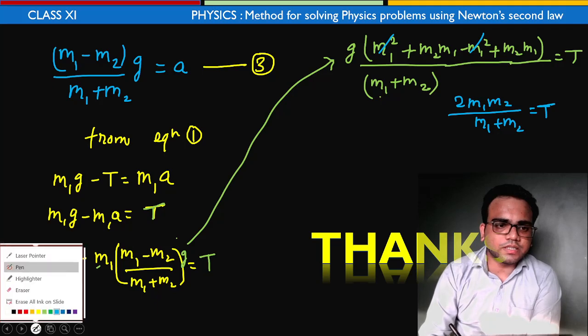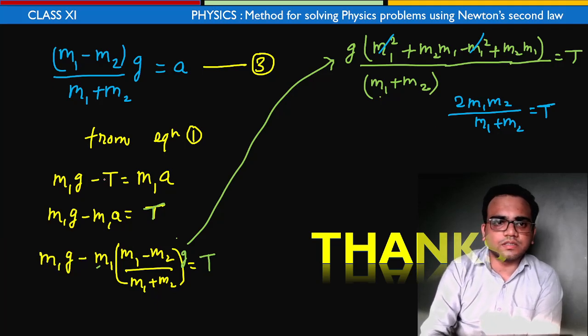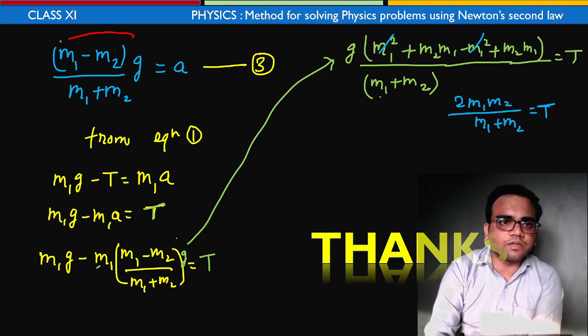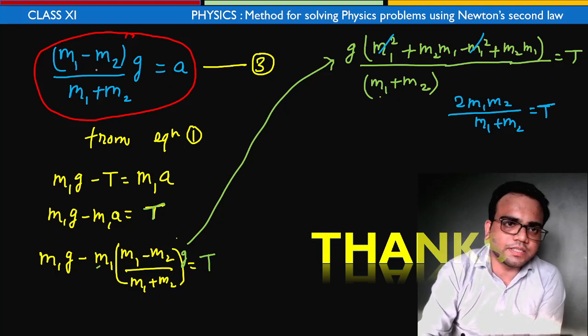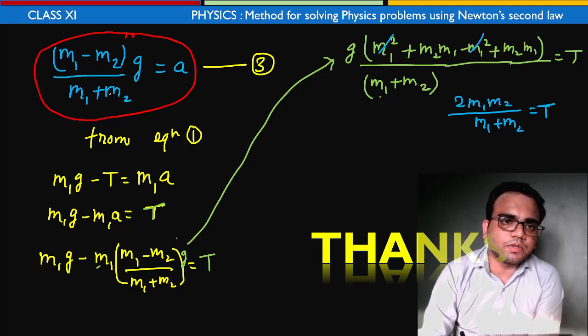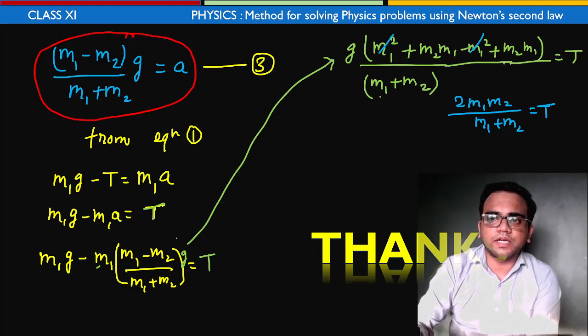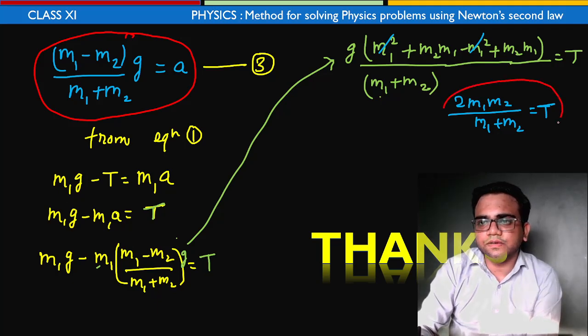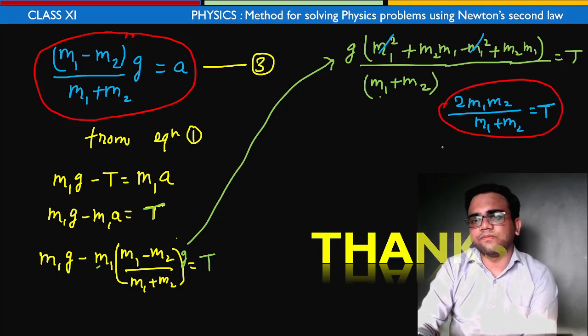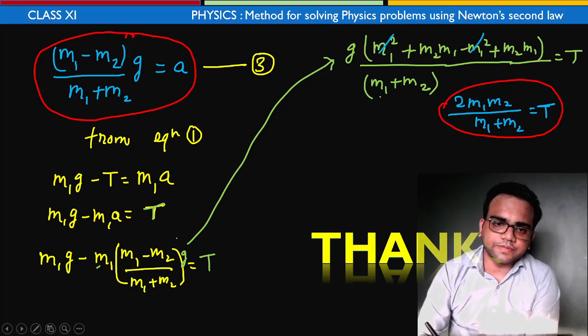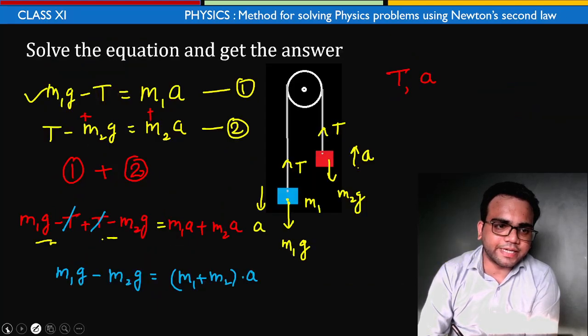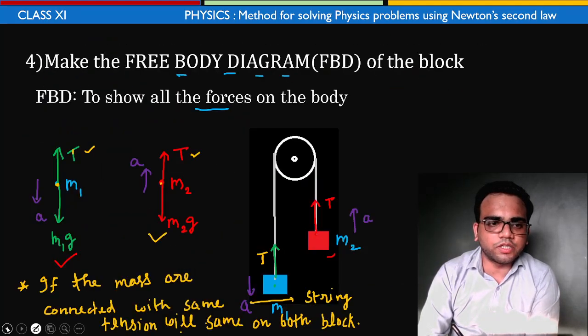So the first one is the acceleration: the magnitude of the acceleration of both the blocks is m1 minus m2 upon m1 plus m2 into g, right? And the tension in the string will be what? 2 m1 m2 upon m1 plus m2, right? Okay, let's do a quick recap of our topic.